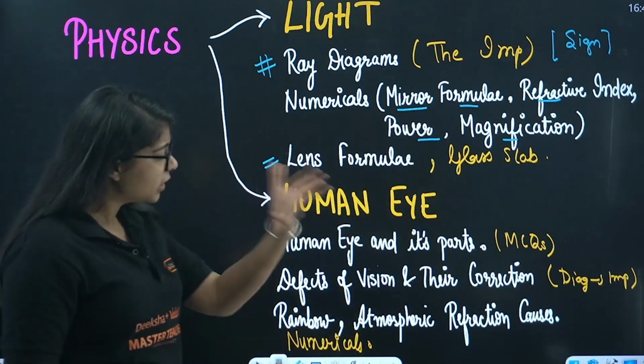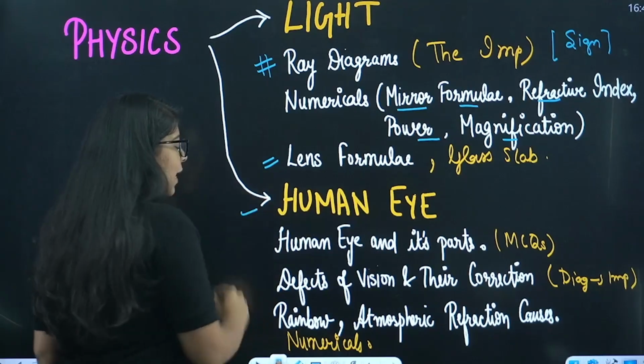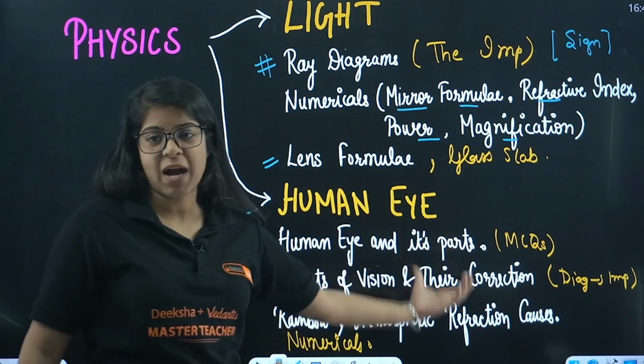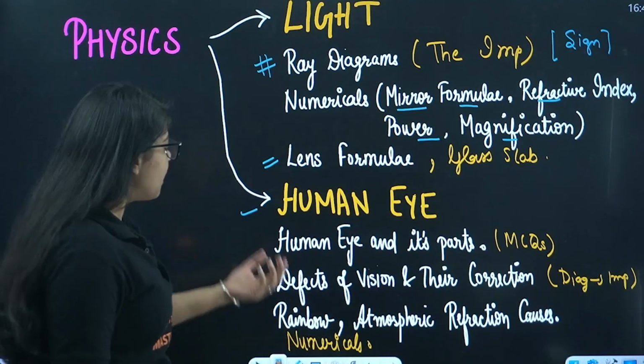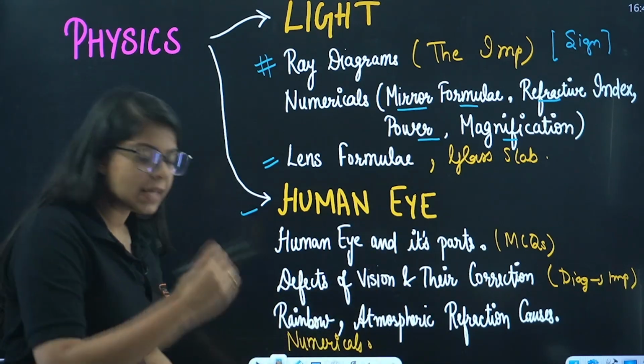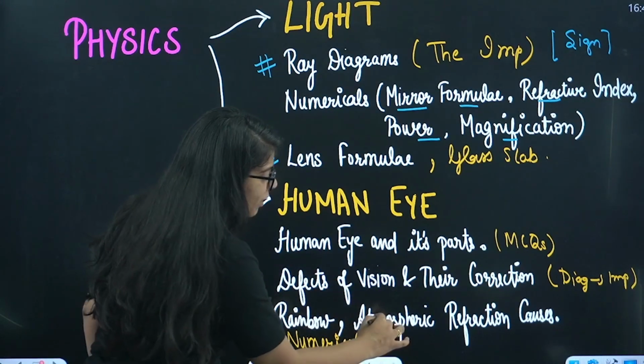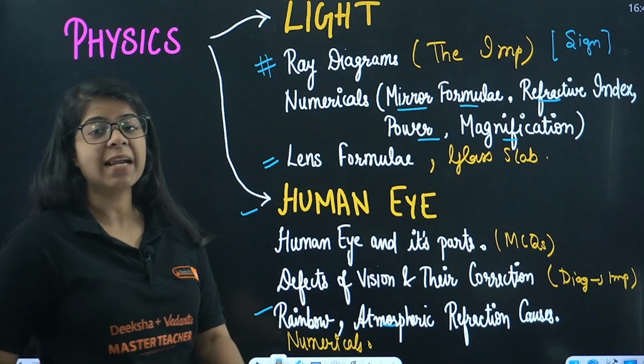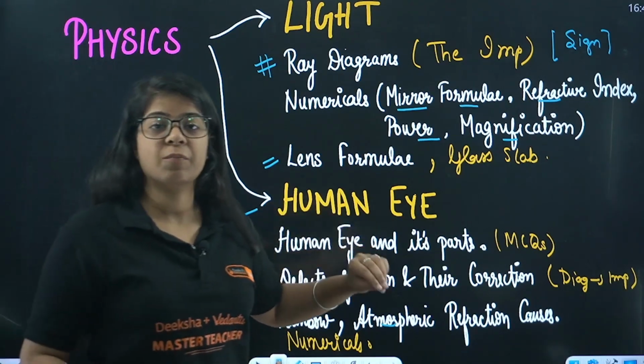Now a lot of you might have human eye. In human eye, the diagram and its parts and their functions are very important. Moving on, we have defects of vision and their correction, again very important. Then we have small topics: rainbow, atmospheric refraction and its causes, and numericals of this chapter are also very important.